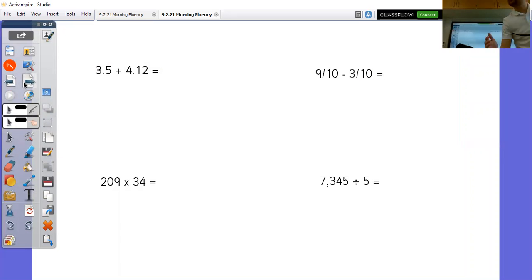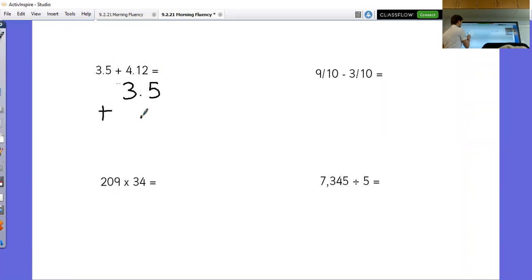Now, yesterday we also looked at a decimal question. We know that when we're adding decimals, we can just use the column method. We just need to be really careful with how we line up our digits. So for 3.5 plus 4.12, the decimal point needs to be in exactly the same place all the way through that sum.